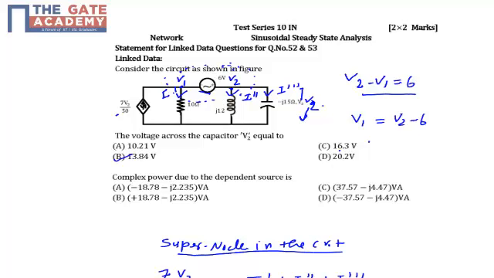In the second part, the question says to find out the complex power due to the dependent source. In the dependent source we know that the current is 7V2 by 50, and the voltage across the current source, V1, is V2 minus 6. We know that the complex power is voltage into the complex conjugate of the current, with one minus sign.